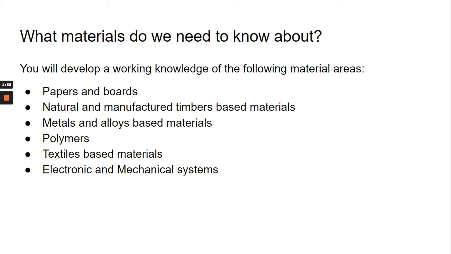These areas, in fact. So we've got papers and boards, natural and manufactured timbers and materials, metals and alloys, polymers, which is another word for plastics, textiles, and electronic and mechanical systems. So you have a knowledge and understanding of all of those things. We cover all of that in the content of the course, and all of that will be examined in the exam paper.